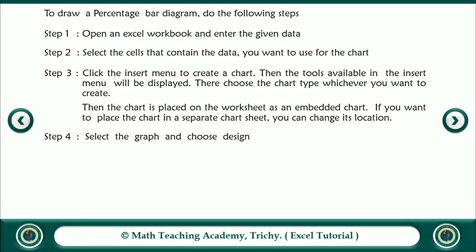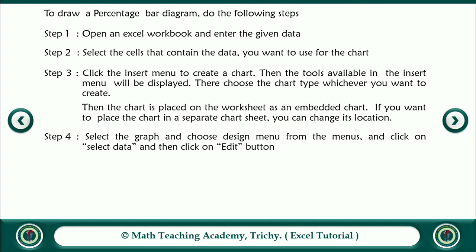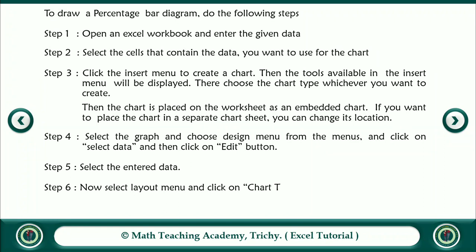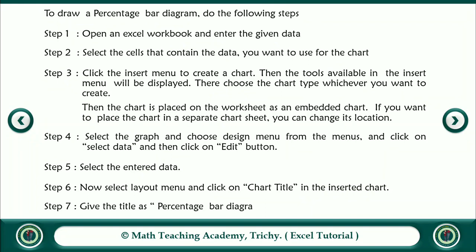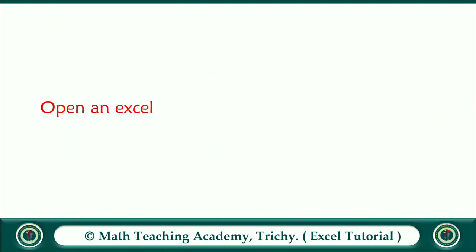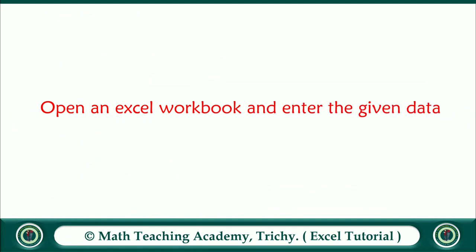If you want to place the chart in a separate sheet, you can change the location of the chart. Step 4. Select the graph and choose the design menu from the menu and click on select data and then click on edit button. Step 5. Select the entered data. Step 6. Now select layout menu and click on chart title in the inserted chart. Step 7. Give the title as percentage bar diagram. These are all the steps we are going to follow to draw a percentage bar diagram. Now we are going to look at the steps visually one by one.